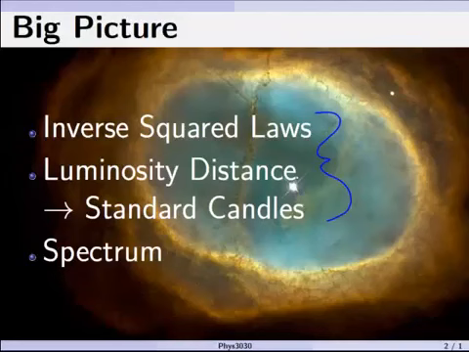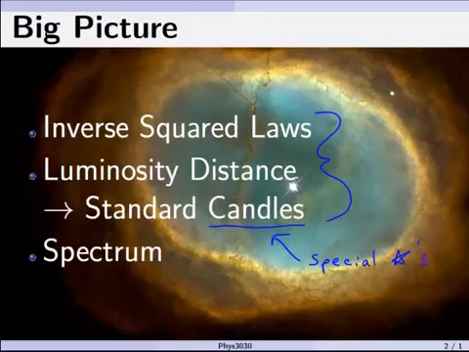And we'll use that in conjunction with something called luminosity distance to measure how far away these things we call standard candles are. And standard candles are just special types of stars that we know the properties of that allow us to measure how far away they are. And then we'll get to electromagnetic spectra as we keep moving along here.